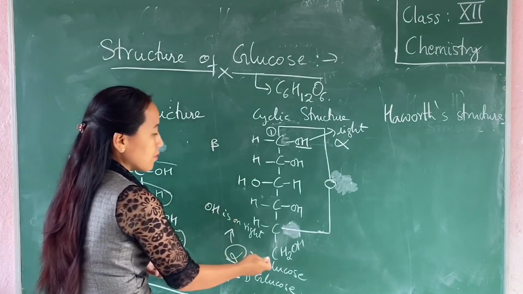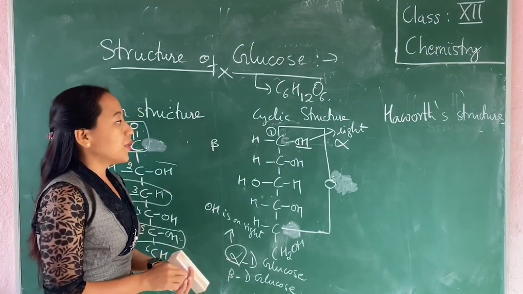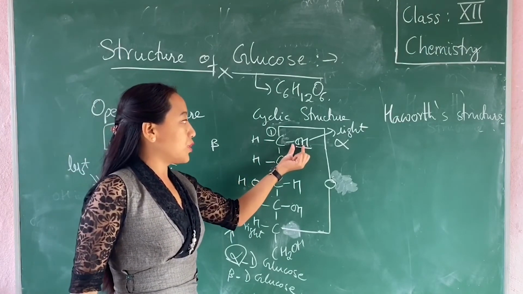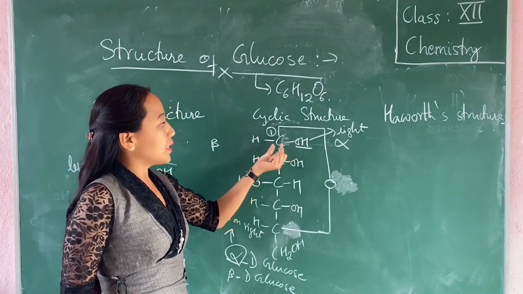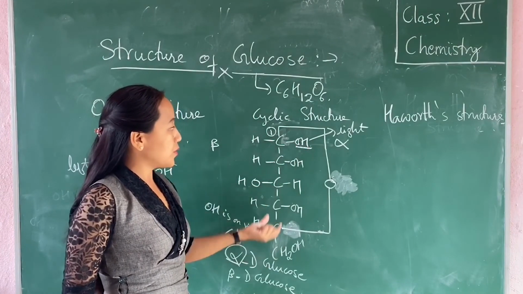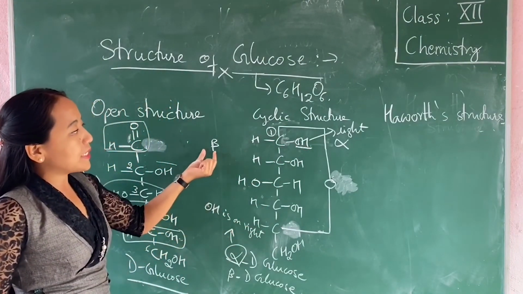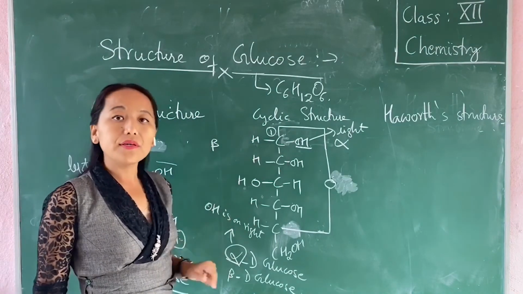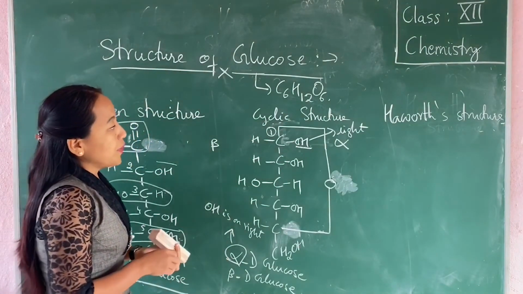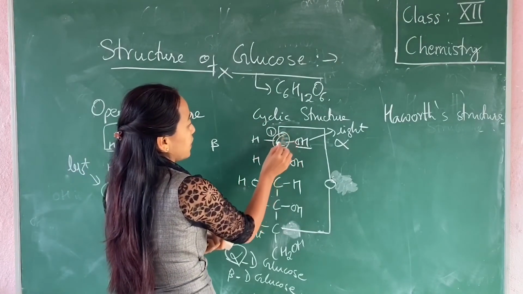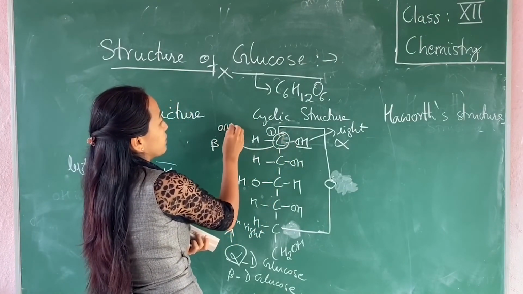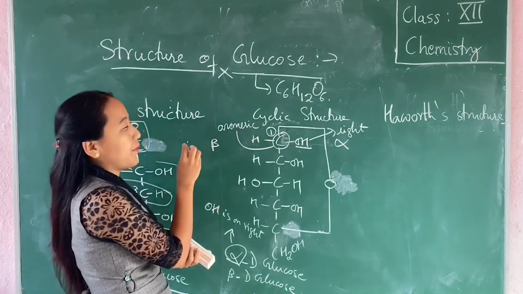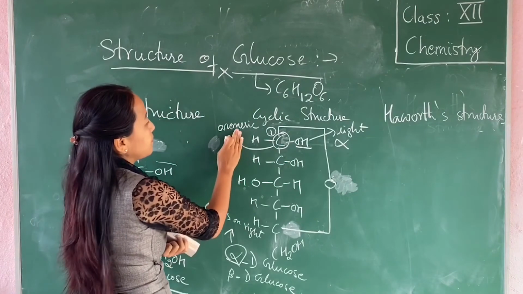So alpha D-glucose and beta D-glucose. We have two kinds of glucose depending upon the position of OH on the first carbon atom, that is alpha D-glucose or beta D-glucose. Beta in the case where OH is on the left hand side, alpha when OH is on the right hand side. Now this carbon atom is called the anomeric carbon atom. A-N-O-M-E-R-I-C, anomeric carbon atom.